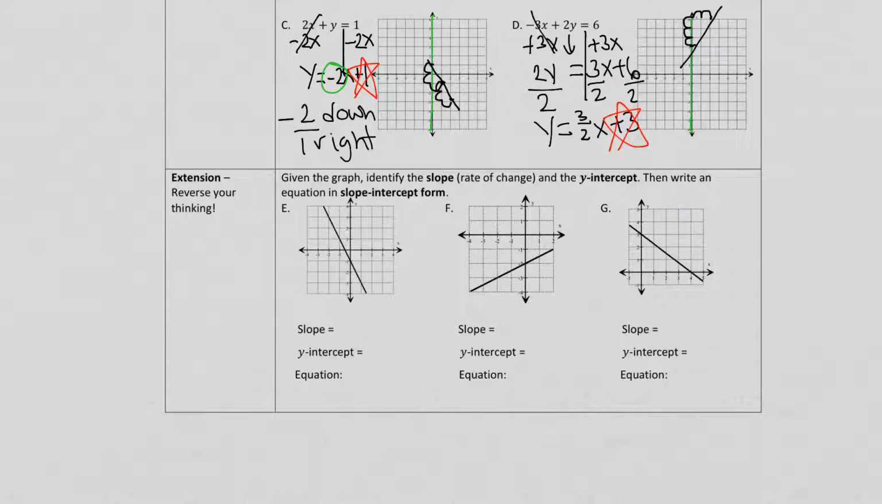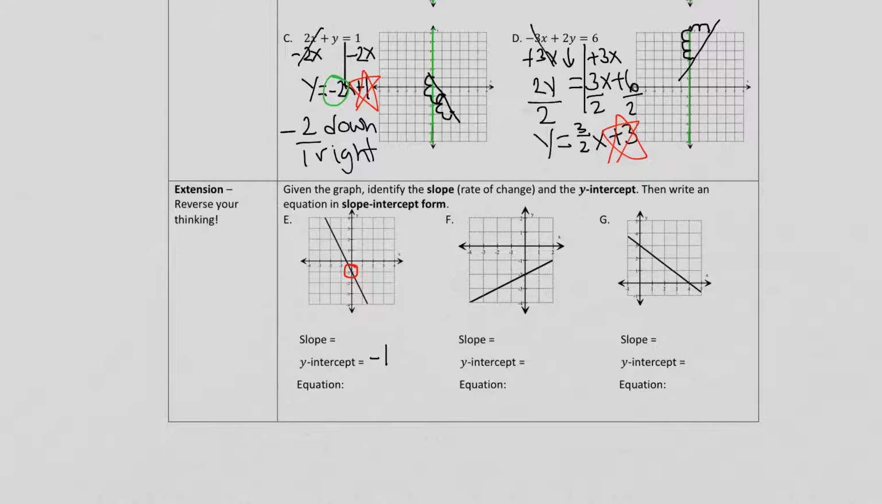Okay, so now we're going to reverse our thinking. We're given a graph, and we have to identify slope, which is the rate of change, and the y-intercept. Then write the equation for the line. So again, remember, the y-intercept is where it crosses the y-axis. So for example E, let's find our y-intercept. So our y-intercept is going to be in red. And we can see that it crosses at negative 1. So our y-intercept is negative 1.